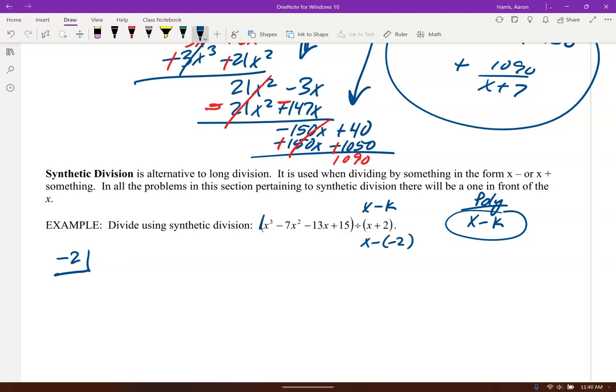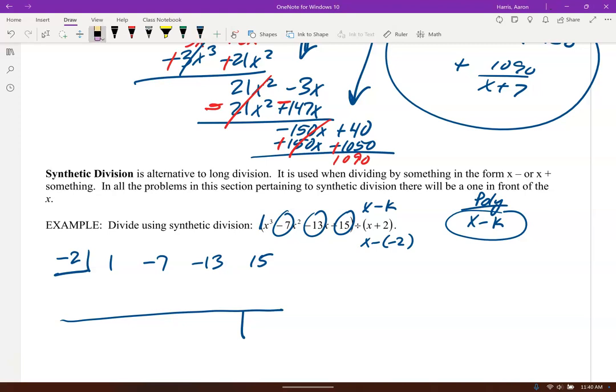So I have 1x cubed, 1, then negative 7, then negative 13, and then the constant on the end. And if you don't have something, then you've got to put a 0 in. And then right here, I'm going to put a little space at the bottom right. That's for my remainder.